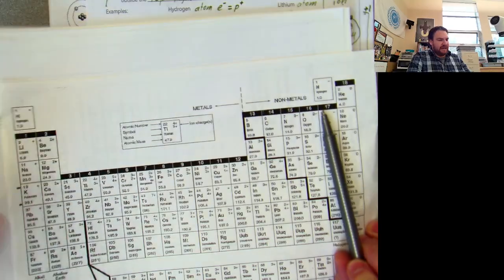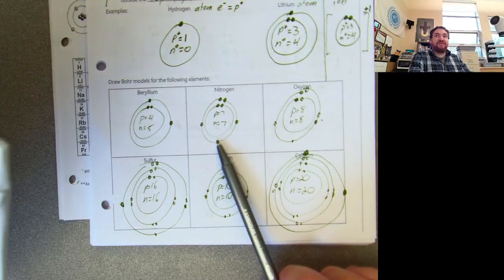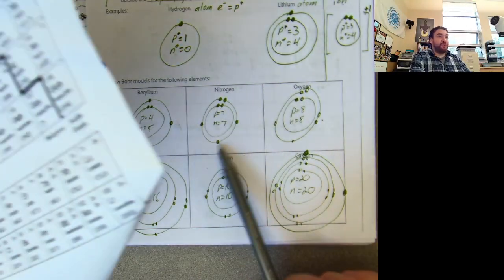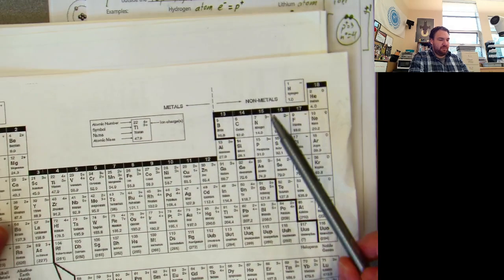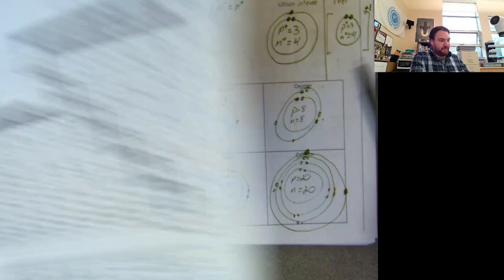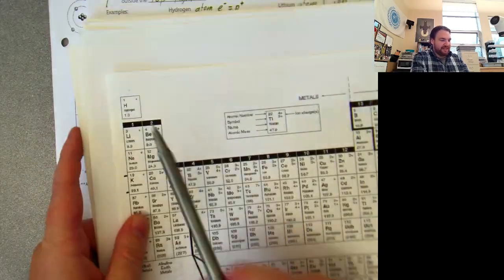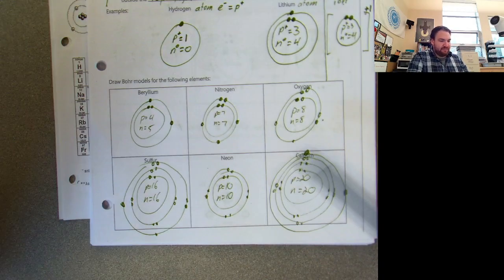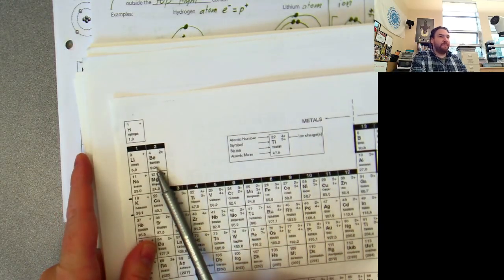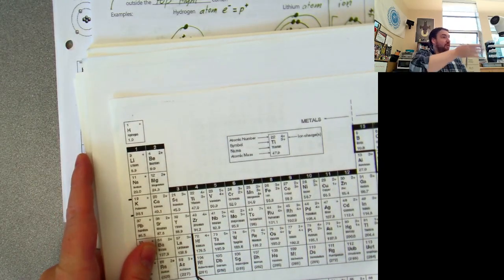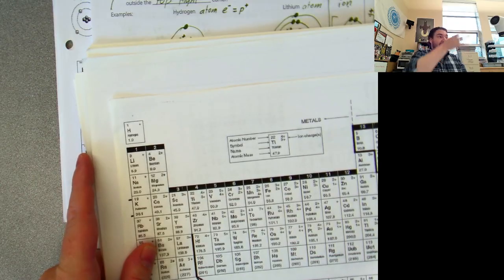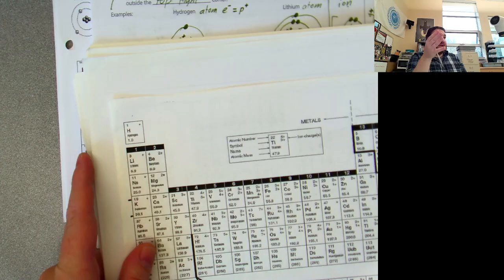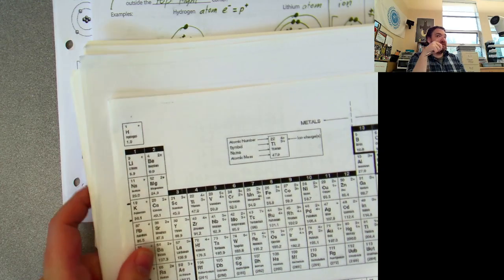Interesting. Nitrogen has 5 outer electrons, also not full. It's in column 15. Beryllium has 2. It's in column 2. Neon has 8. It's in column 18. Calcium has 2. It's in column number 2. There is a relationship between what row you're in and the electron shells, and what column you're in and how many electrons are on the outside.